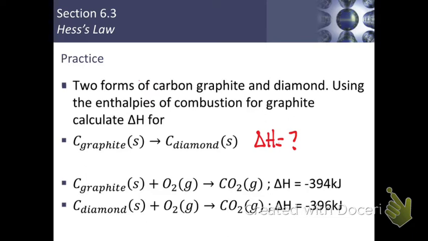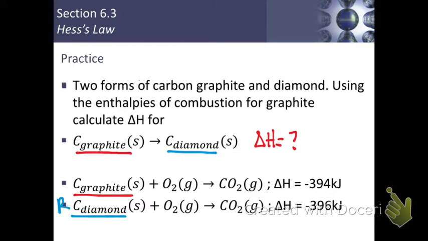So I need to look at my mini reactions and say, are things in the right place? I need carbon graphite to be on the reactant side. So in my first one, here's carbon graphite. Is it in the right place? Yes, carbon graphite is a reactant, and that's where I want it to be. Carbon diamond, I want it to be on the product side, and here it is on the reactant side. So I need to reverse this reaction.